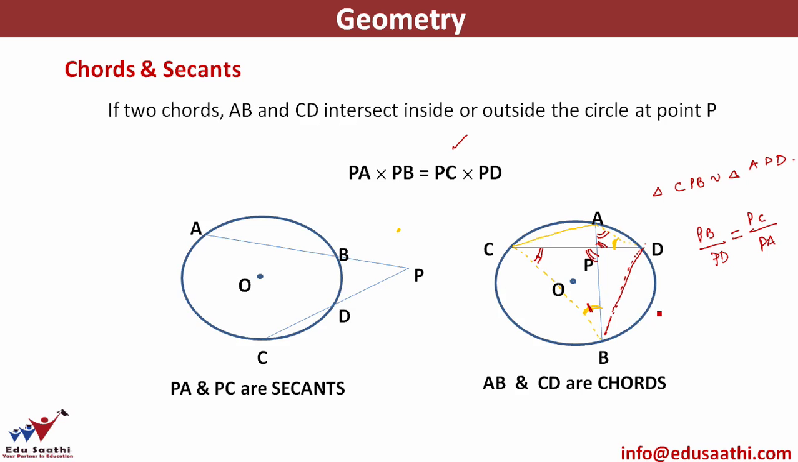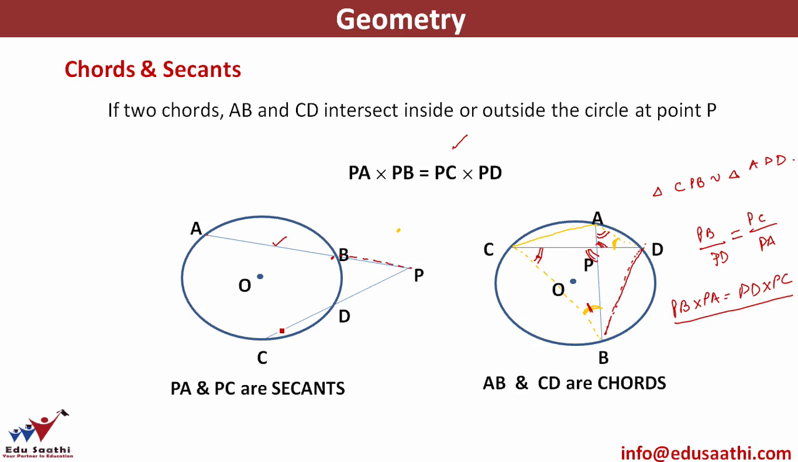So I'll just multiply them. I get PB into PA is equal to PD into PC. That is the property that I have. The same property can be extended to secants. Now what is a secant? AB is a chord. If I extend the chord, that extended chord is known as secants.